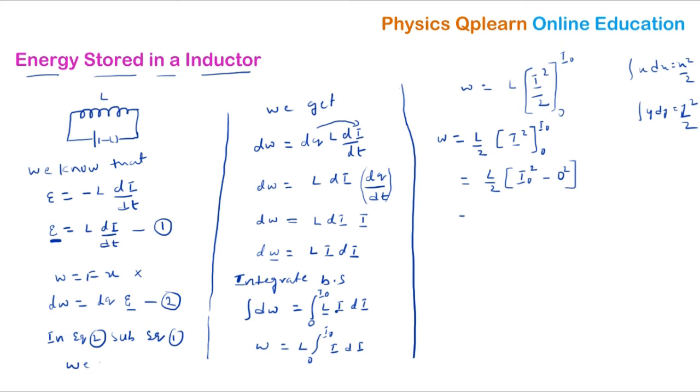So what is left is the work done, which is stored in the form of energy U. We can take it like that. So U is equal to 1 by 2 L into I naught square. This is the final formula of energy stored in the inductor. In this way we can derive this small equation, the energy stored in the inductor.